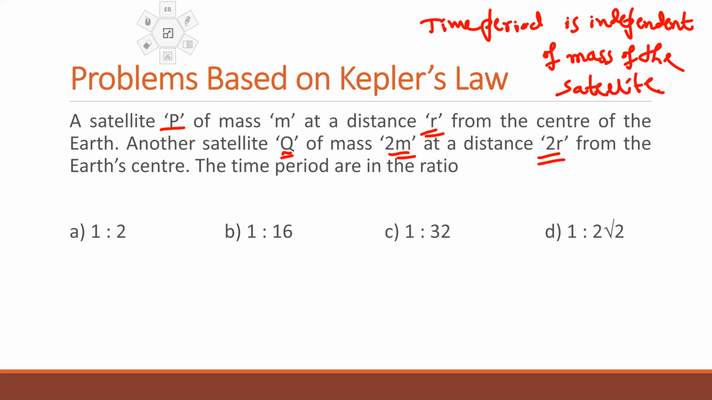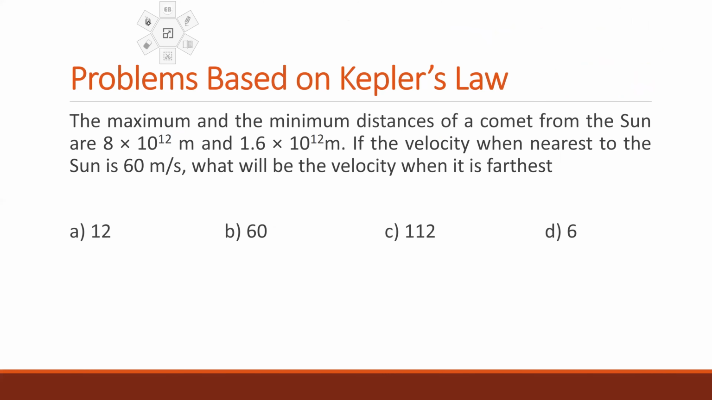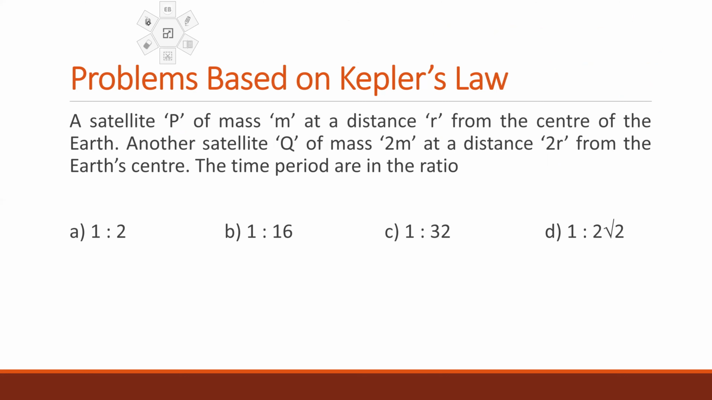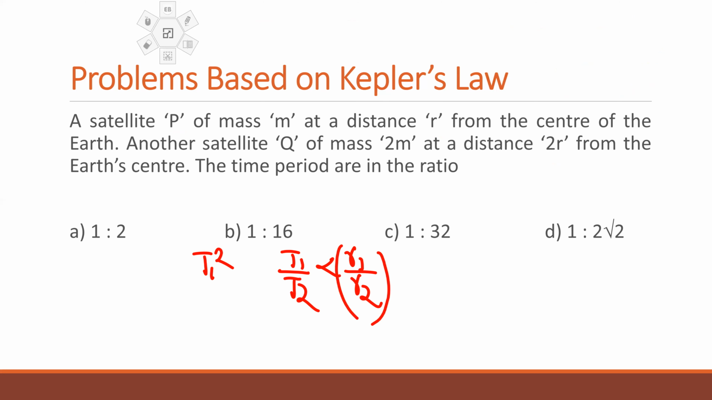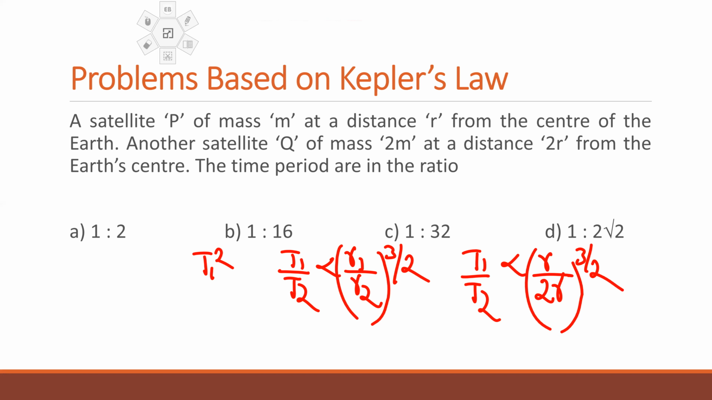Only the distances are different. So in this case, T1 divided by T2 is directly proportional to R1 by R2 raised to what? 3 by 2. Then substitute the values: one is R and the other is 2R. So T1 divided by T2 is proportional to R divided by 2R raised to 3 by 2.